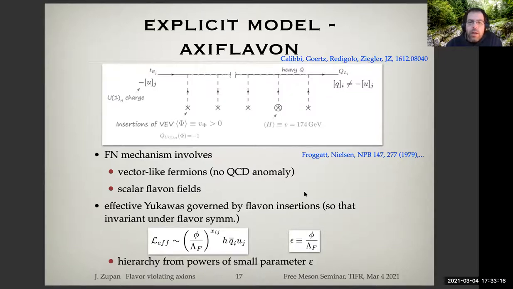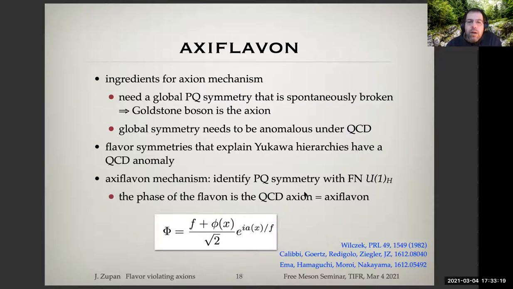All right, so what is the axiflavon? Well, if you look at this mechanism, there's a nice observation that you already have all the ingredients for the axion mechanism, no? So what are they? I need a PQ symmetry, a global one that is spontaneously broken. The Goldstone boson would be the axion, and this global symmetry needs to be anomalous under QCD. Now this flavor symmetry that I just introduced, the U(1), satisfies both. No? It's spontaneously broken and has an anomaly under QCD. So the axiflavon is just saying that this PQ symmetry is the Froggatt-Nielsen U(1) horizontal, and the phase of the flavon field is the QCD axion.